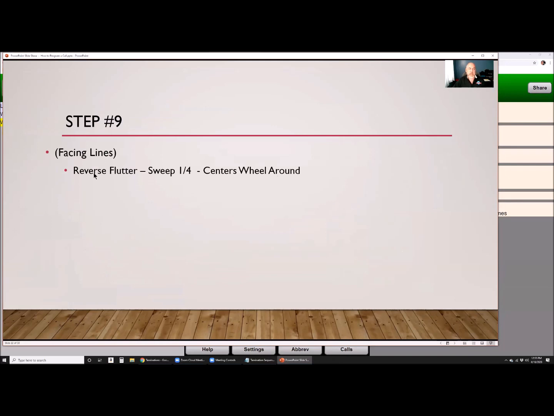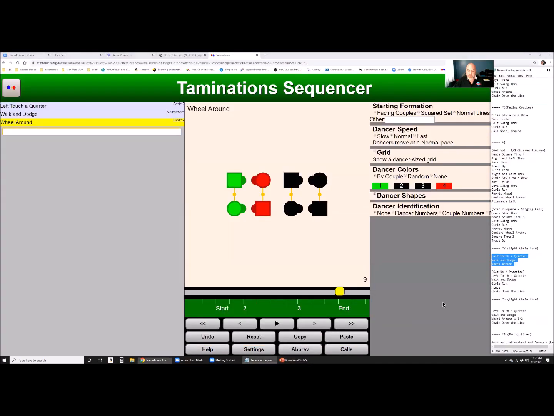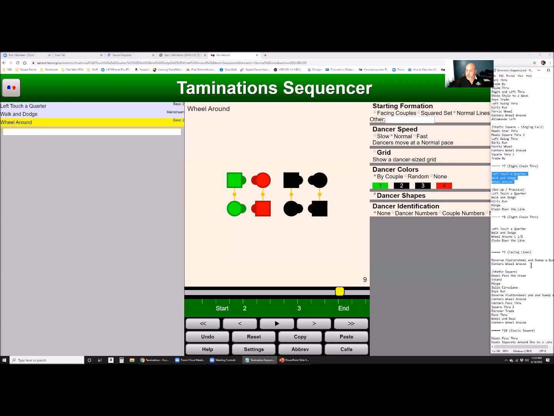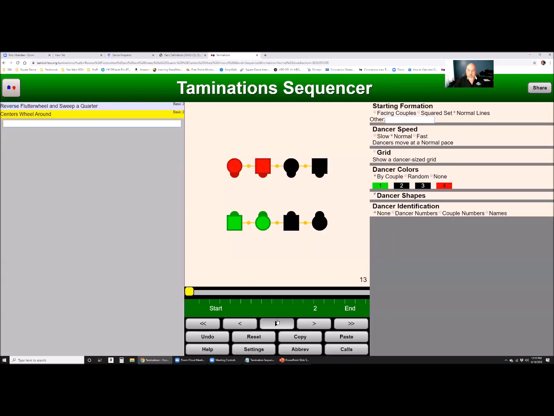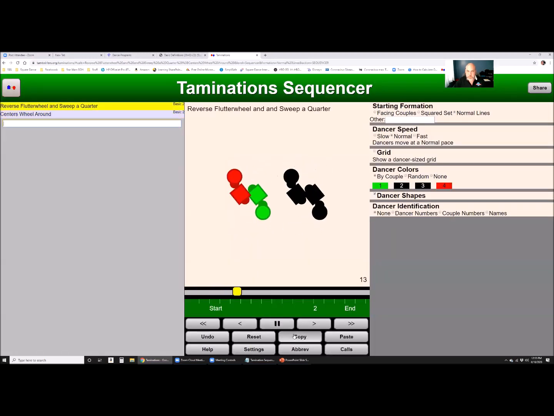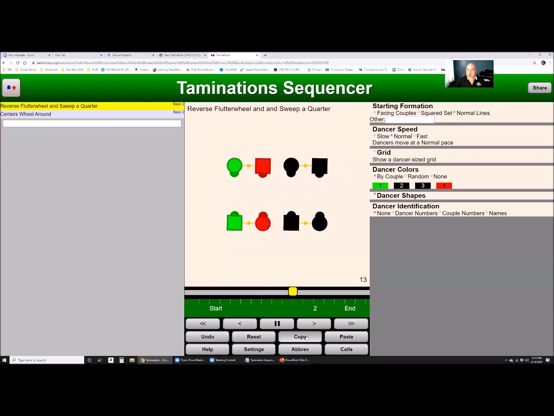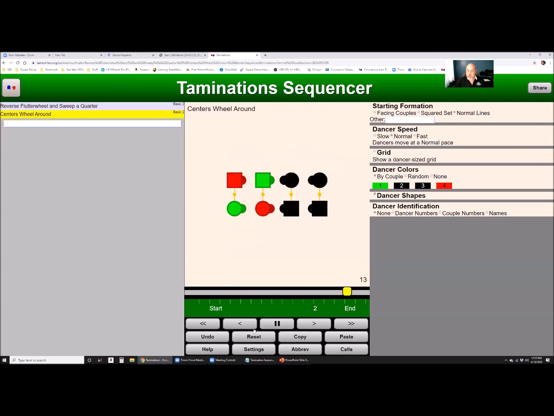Next thing I've got here is a reverse flutter, sweep a quarter, centers wheel around from a facing line position. So I can do that for you in just a second. There it is from here. So from a facing lines, reset, pass through. From here, the call would be reverse flutter wheel, pick her up, bring her back over, sweep a quarter, and the centers are going to wheel around into the middle. You might want to tell the boys to be careful backing up. They don't do it very well, but it normalizes very quickly to a double pass through, and we get to go from there.